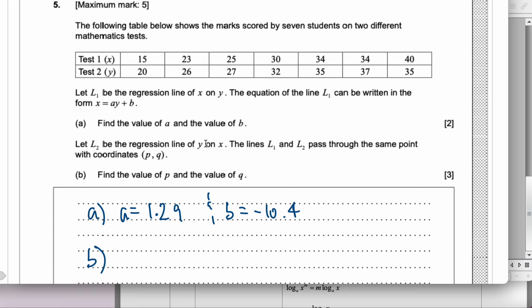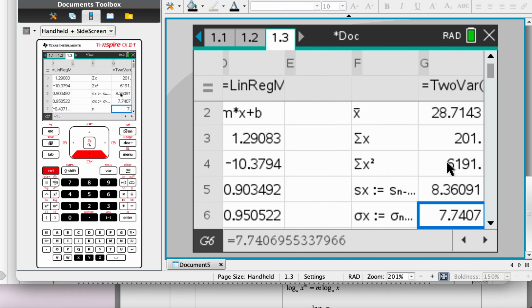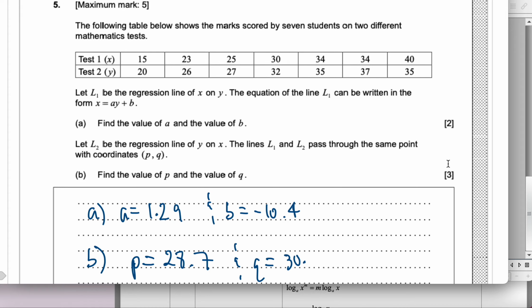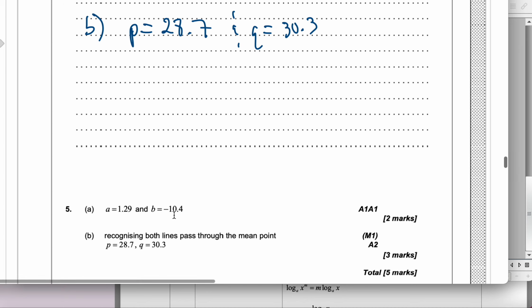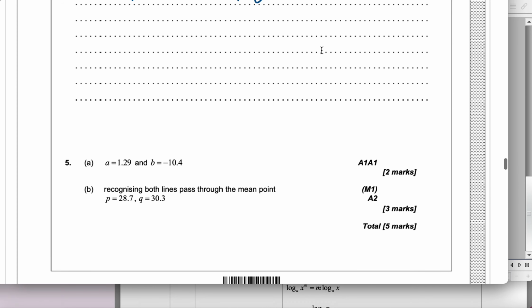So we're going back to what we typically use when we use an equation of line, which is y equals mx plus b. So here the average of x is right here, so that will be p, which is 28.7, and q, which is going to be y, which is here, 30.3. Okay, so hopefully that just matches up and we enter the data correctly, 28.7, 30.3, it all looks good. So nothing here, no extra work shown, just straight from the calculator, and that's it.